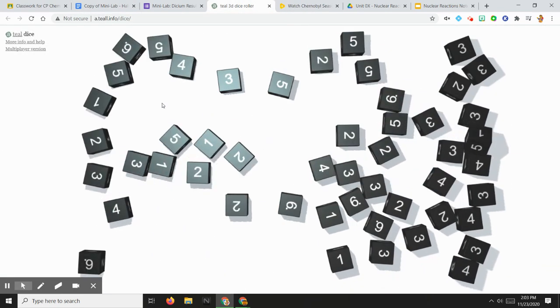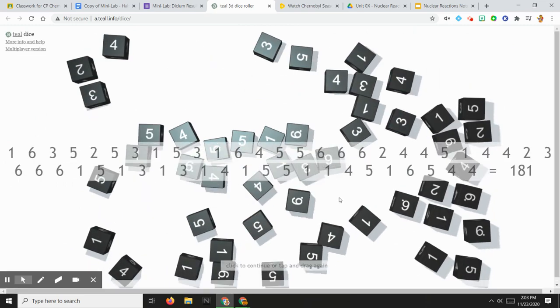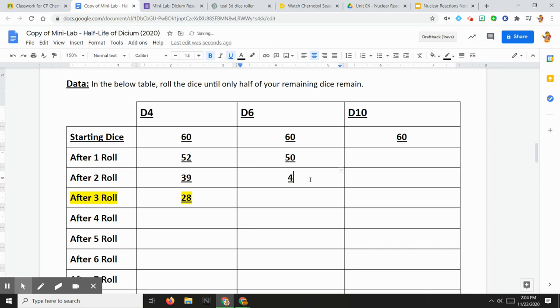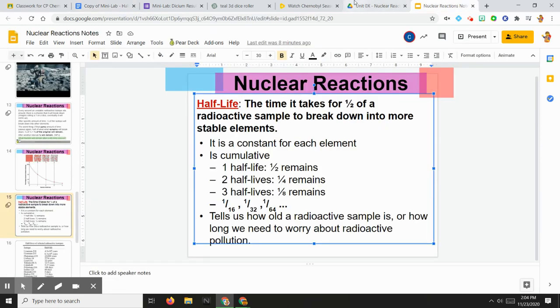So from this 50, let's see here. Now, come on, buddy. Stop wiggling. Let me roll it again. Okay. 1, 2, 3, 4, 5, 6, 7, 8, 9. 9 of these broke down. So now instead of 50, I have got 41. And I'm going to record it here. 41. All right. Roll again.